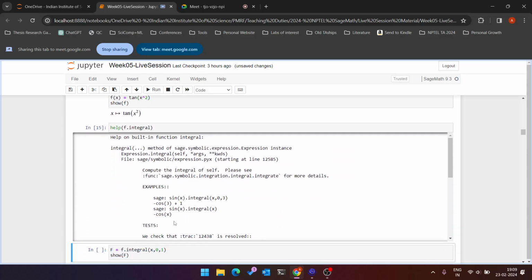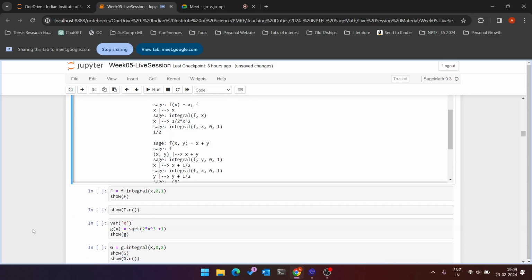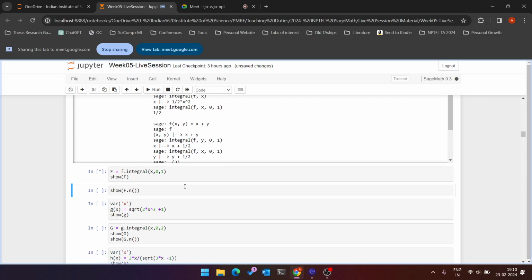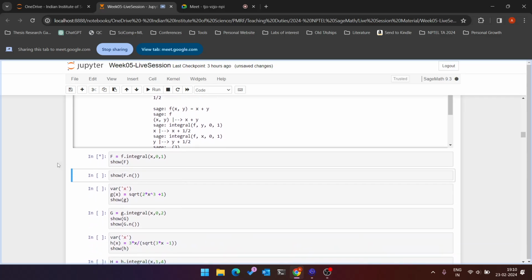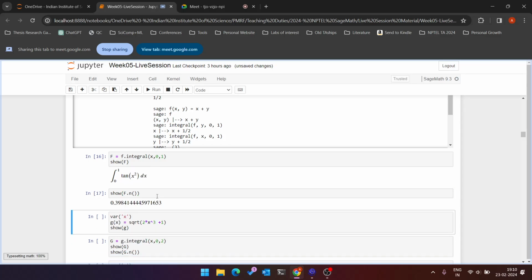Again, if I look through the help, it's showing that I can do function dot integral and then variable and its limits. So using this command, I'll be integrating the function f, and this will take a while. You can see that this has not been solved. So to get the numerical value, we apply dot n to the expression.